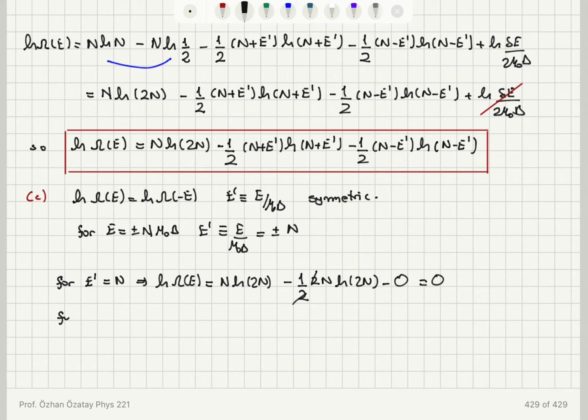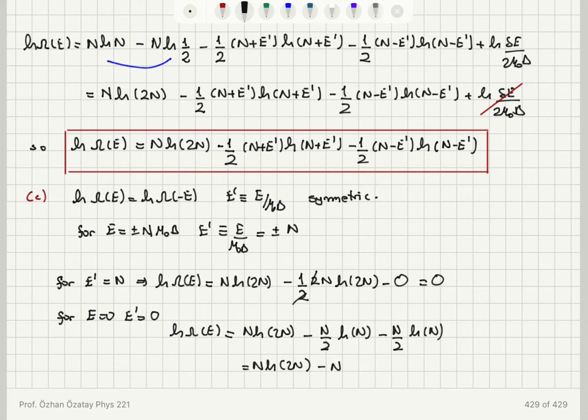On the other hand, for E prime equal to 0, I would have ln omega E equal to n ln 2n minus capital N over 2 ln n minus capital N over 2 ln n. So that would make minus n ln n. So n ln 2n minus n ln n would give us n ln 2.